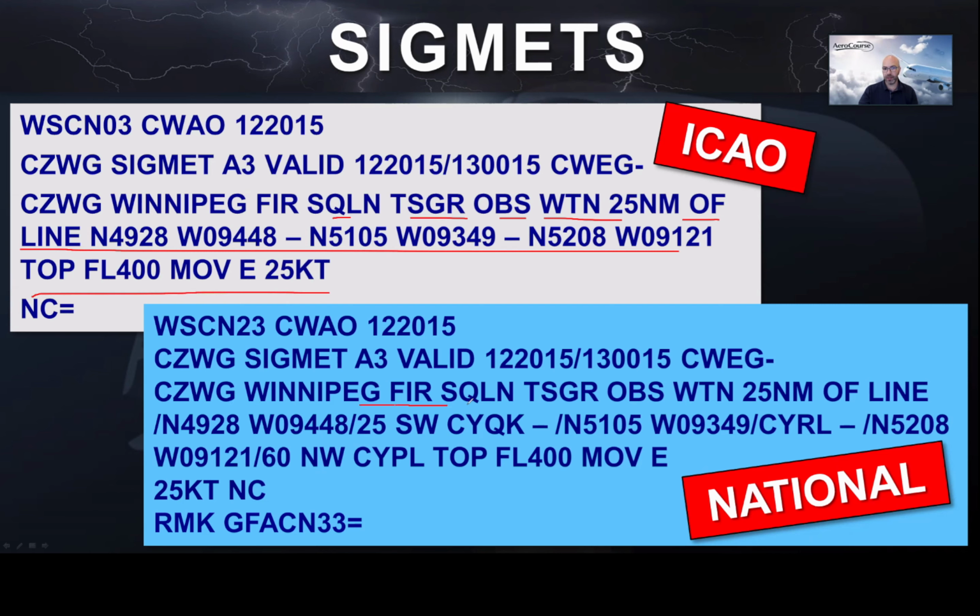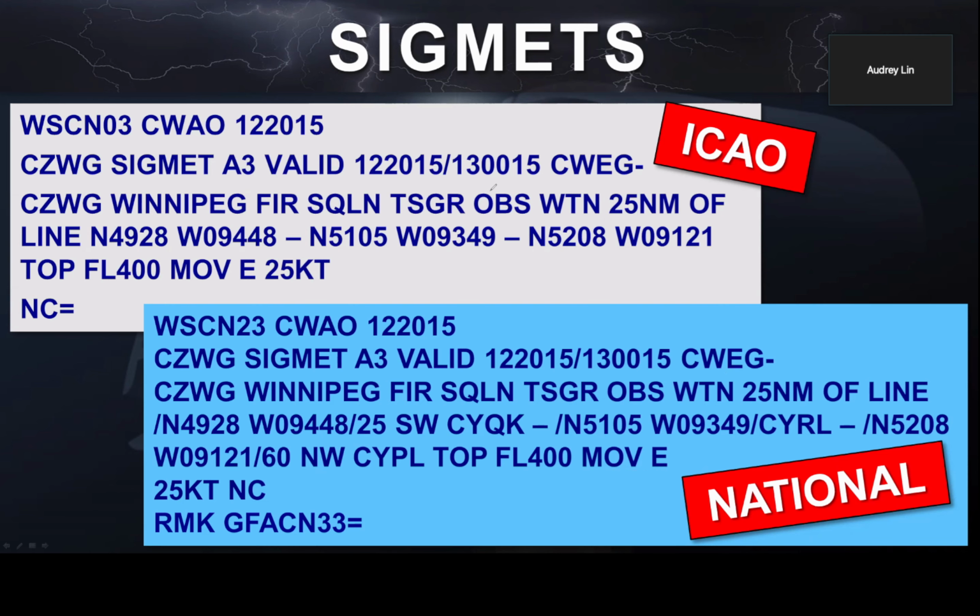The national one, same thing. Winnipeg Flight Information Region, squall line, thunderstorms, hail within a line of blah, blah, blah. And it's still topped at 40,000, moving eastwards at 25 knots. What are the differences? Who can see them? The list of the airport. So the national one is referencing airports, 25 miles southwest of CYQK, CYRL, 60 northwest of CYPL. The ICAO formatting has to be just latitudes and longitudes. You're not allowed to reference airports. So that's the one big difference.